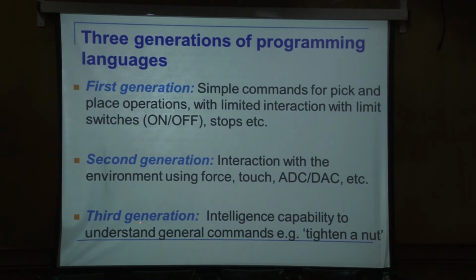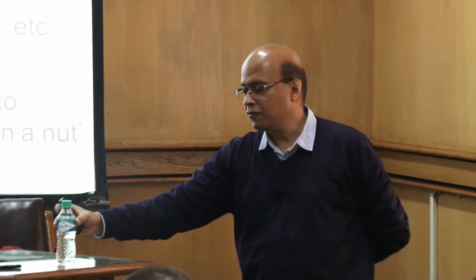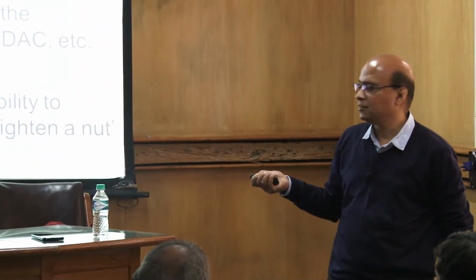Third generation languages are what we call intelligent languages. Now they have a capacity to understand general commands. Okay? For example, if the worker in a factory says, pick up this object and keep it there, that is English language. The robot doesn't understand. So the robot should be able to understand that and interpret it, that this object has been picked up and kept there. Now, if a language can do that, then we can say that it's an intelligent language.